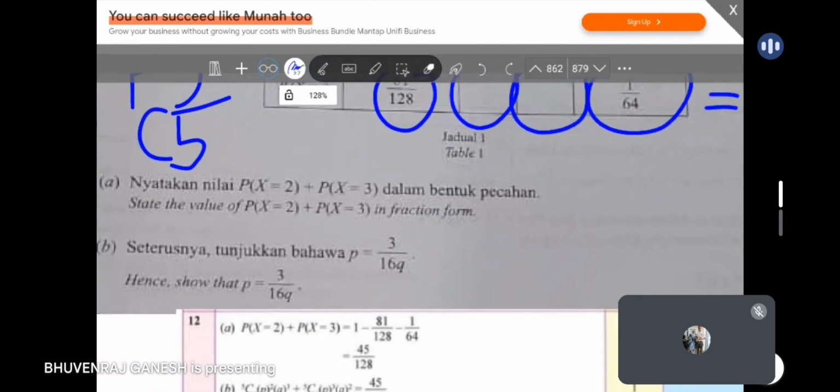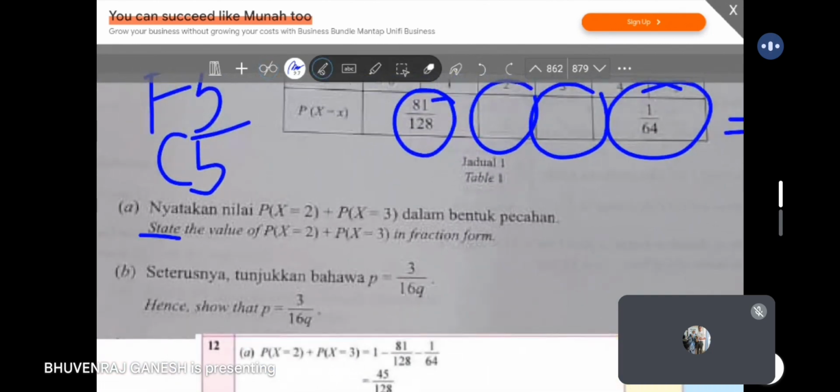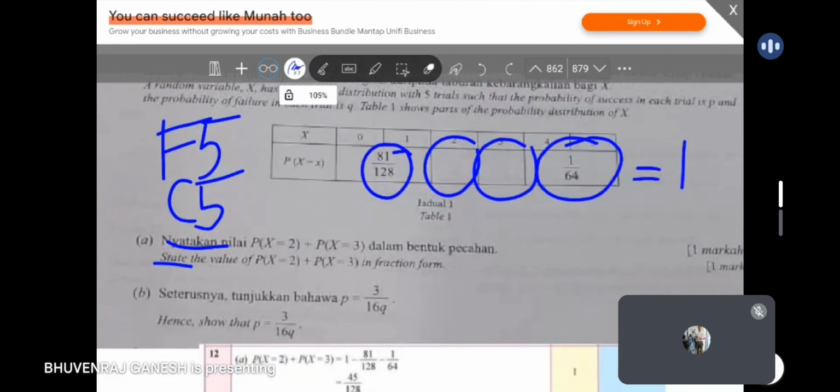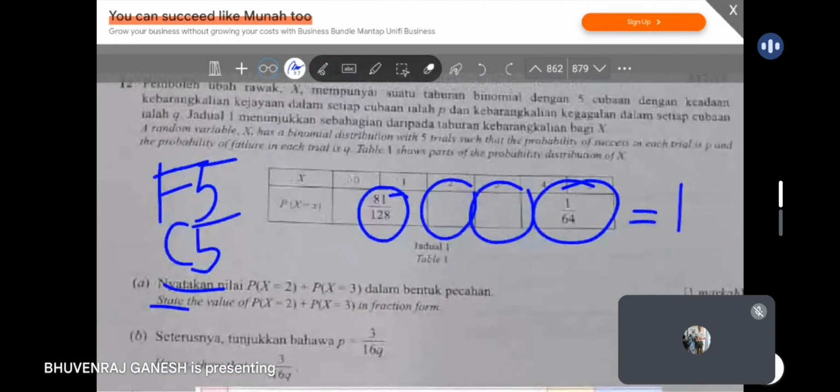Okay, so question A only has 1 mark because they say state. Nyatakan. Nyatakan biasanya 1 markah sahaja. Only 1 mark for state. Okay? Alright, then for question B, they ask you to show this. Kamu kena buktikan yang ni. Okay, showing question you guys don't like, right? Kamu semua tak suka kan? But actually easy only. Sangat senang sahaja.